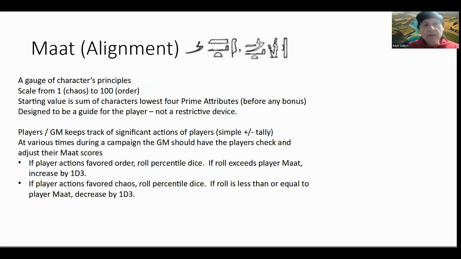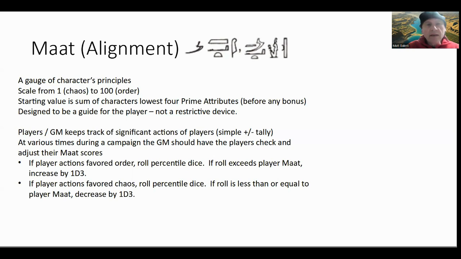Next, we have Mot, or alignment. The alignment system in Valley of the Pharaohs is just based on a spectrum from 1 to 100, with 1 being a very chaotic-oriented character and 100 being an almost unattainable order-based character. And it's really just a gauge of the principles of the character.